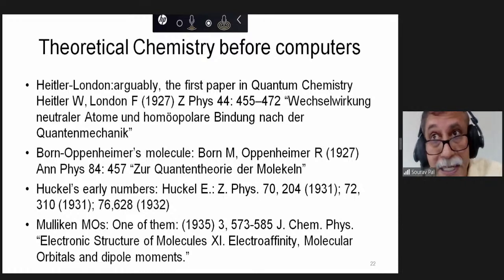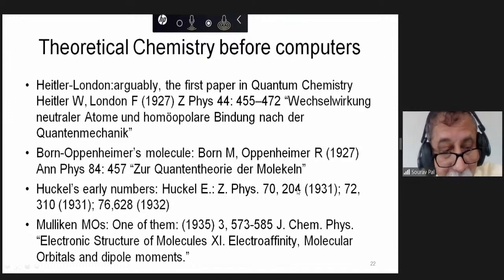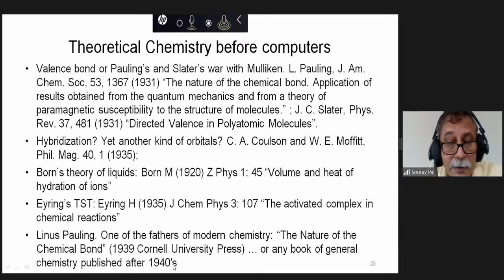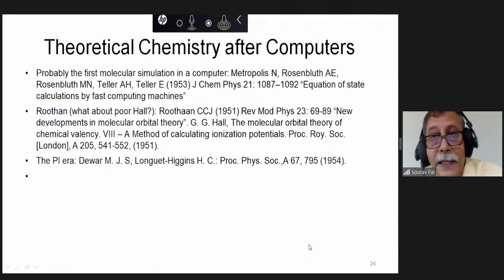So Heitler and London's paper, which is basically a pen and pencil paper, with very minor work that could be done by calculator in those days, was published in 1927. Born-Oppenheimer, also Oppenheimer's very, very famous paper in 1927, actually showed how the Born-Oppenheimer approximation can be used to define the electronic structure in fixed nuclei. And what happens, of course, when the Born-Oppenheimer approximation breaks down might be the content of the second lecture today. And then Huckel's very early numbers. Huckel did a lot of qualitative things, approximations. Mulliken, many of these, electron affinity, molecular orbital, dipole moment, they were all developed when the computer had still not come. Hybridization, Eyring's transition state, I can keep giving examples which really happened before the computers.